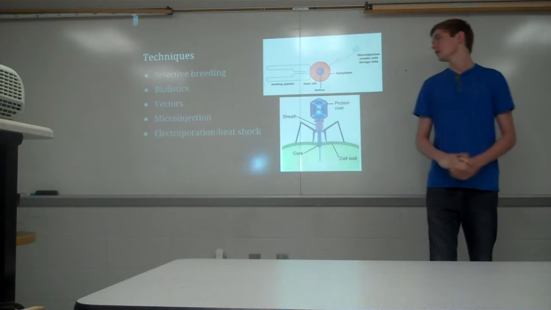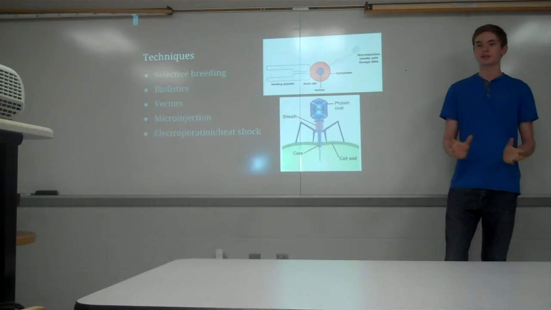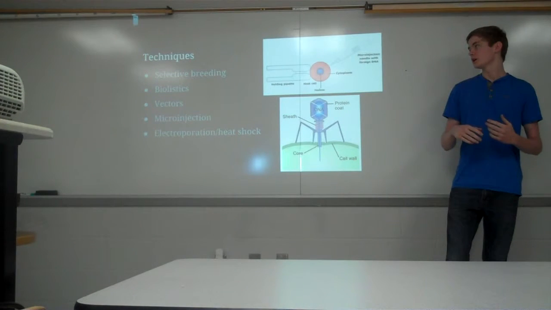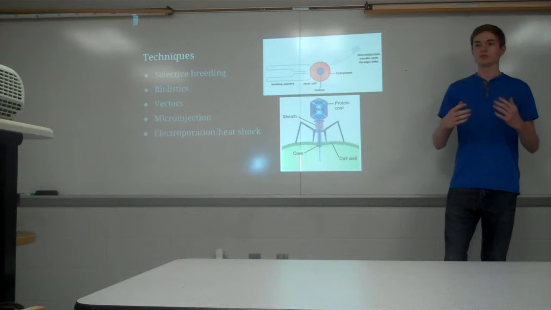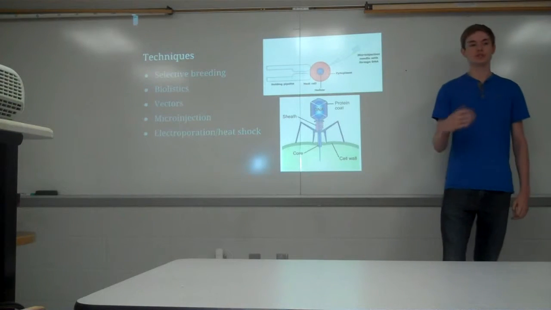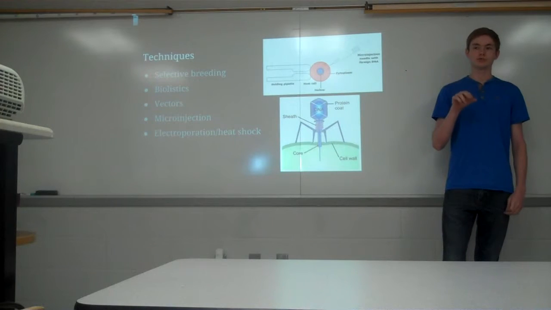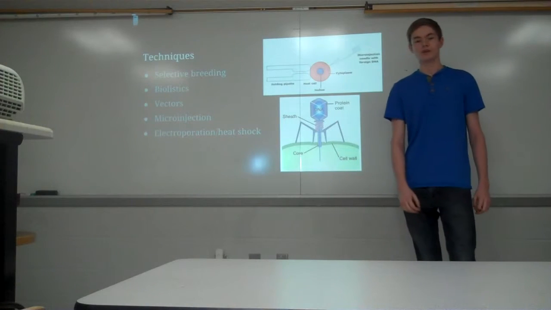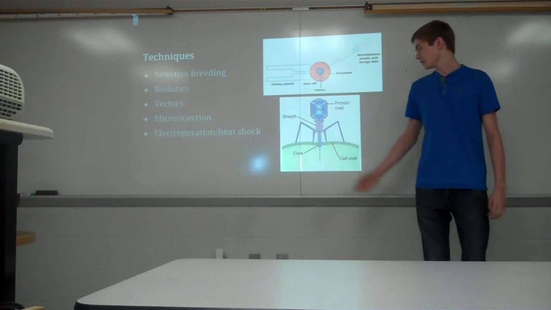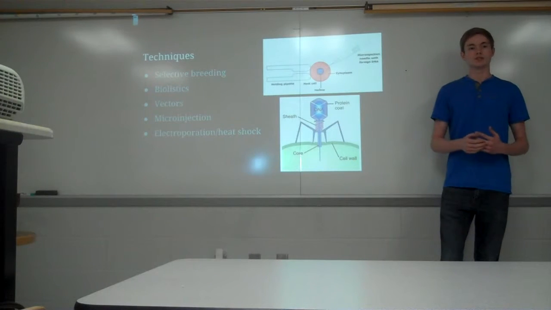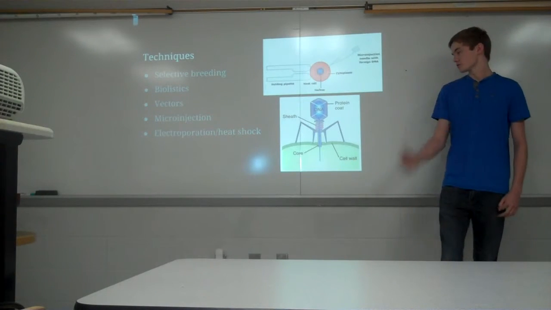So, some techniques. Selective breeding isn't technically a form of genetic modification, but it is a way of getting genes to appear that are good and that you want. And biolistics, which I mentioned before, is using the gene gun to directly shoot metal particles attached with the DNA into the cells. And vectors is using like a virus to directly insert the gene into the organism's DNA.